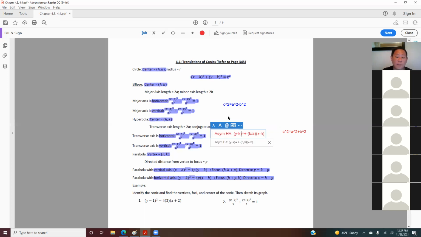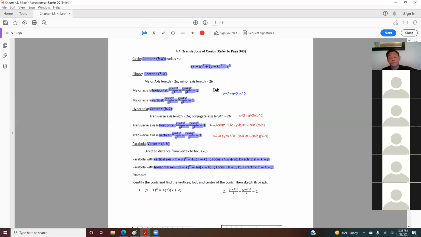So make sure you guys know it's a little bit different from 4.3. How much different it is: just make sure that all your x is minus h and all your y is minus k. That's the difference that I will point out in this case. Okay, very important stuff. The one in red is for hyperbola, the one in blue is for ellipses.